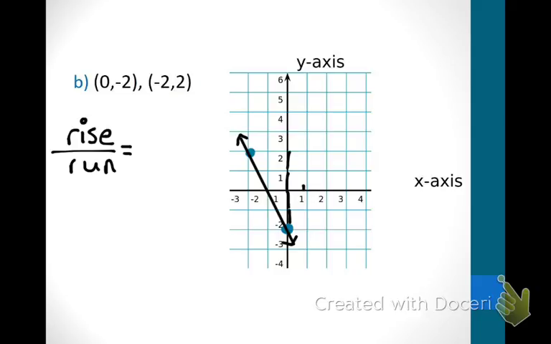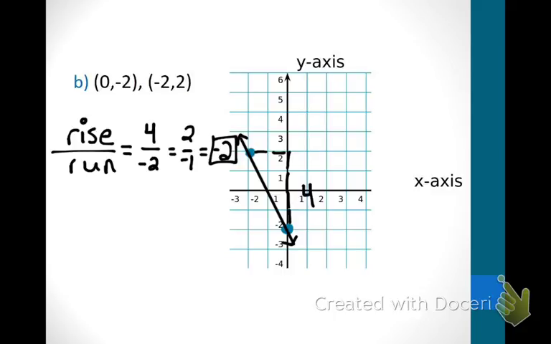1, 2, 3. Okay, I went up 4. Is that positive or negative? Positive. Now I've got to go how many? 1, 2. I went to the left. Is that negative or positive? Negative. Negative 2. Okay, can 4 over negative 2 be reduced at all? Yes. To what? Negative 2. Okay, it would be 2 over negative 1, and the same thing as 2 over negative 1 is negative 2. All right, so your slope is negative 2.